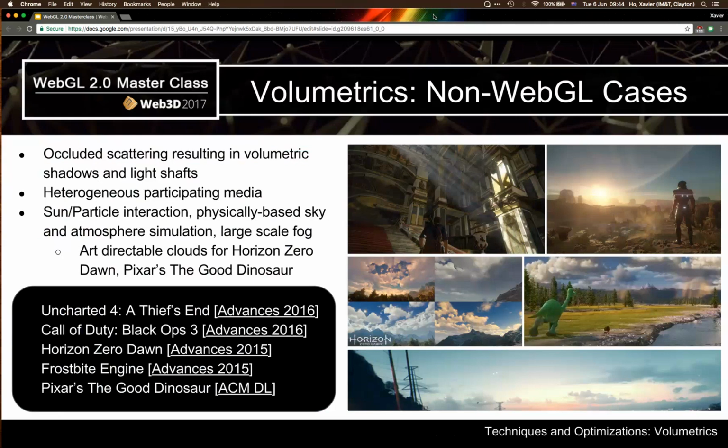I think they utilize it in a very different way, but the idea is that the clouds are as realistic as possible. Pretty much the same principle. You can use volumetrics for occluded scattering, so you can use it for volumetric shadows and light shafts, as you can see in the top left in the Uncharted 4 picture. You can also use it for heterogeneous participating media, sun-particle interaction, physically based sky and atmosphere simulation, and large-scale fog, as I previously mentioned.